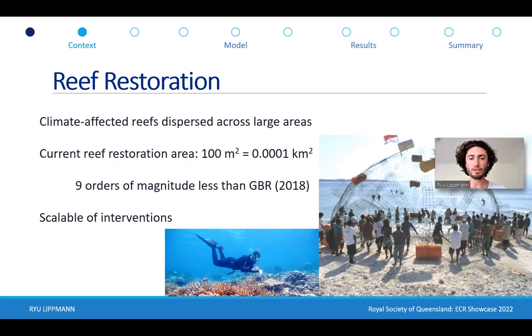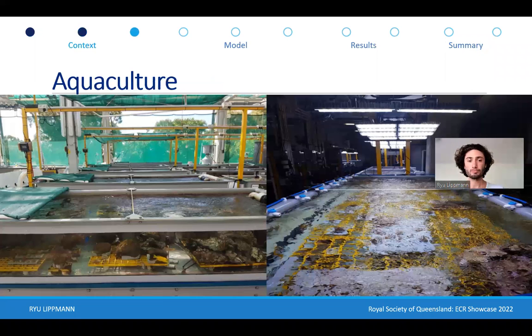So a global reef restoration sector is emerging, but new restoration methods are being developed and tested, which create a new and significant logistics problem. Here we're looking at coral aquaculture. This is used to grow corals in a controlled environment, transport them and plant them in the wild.